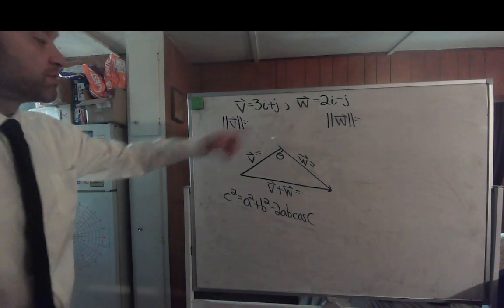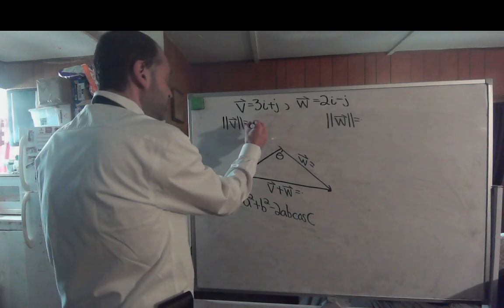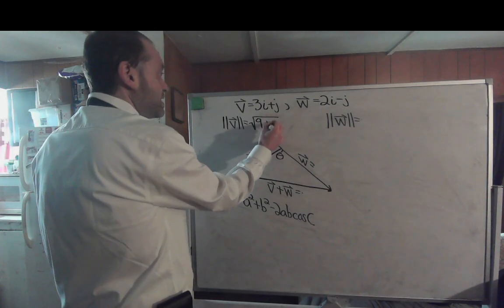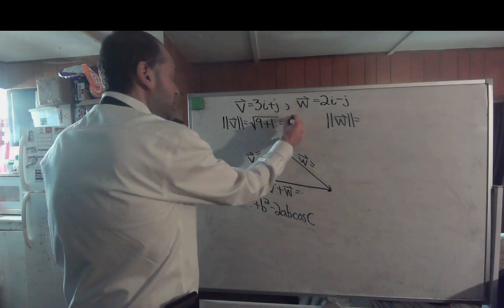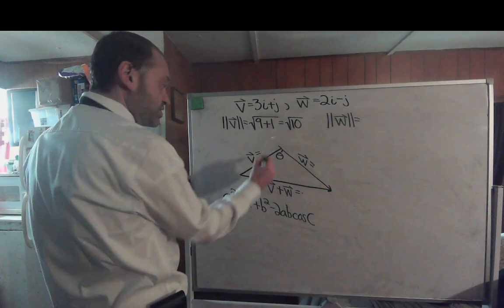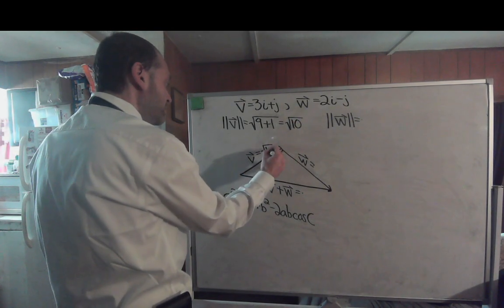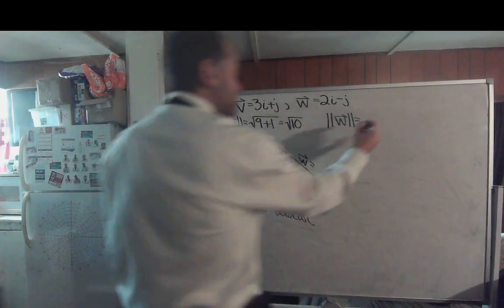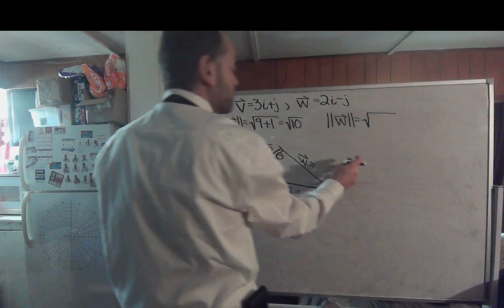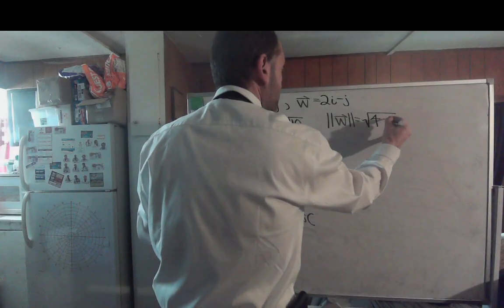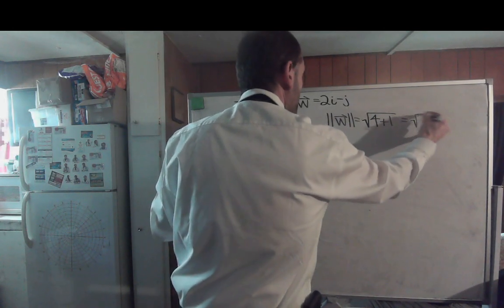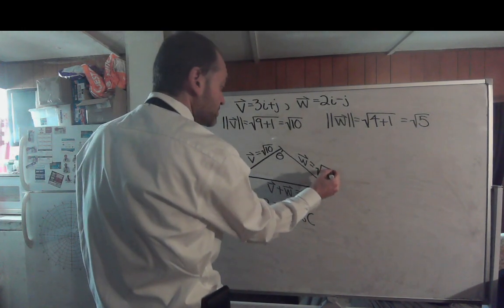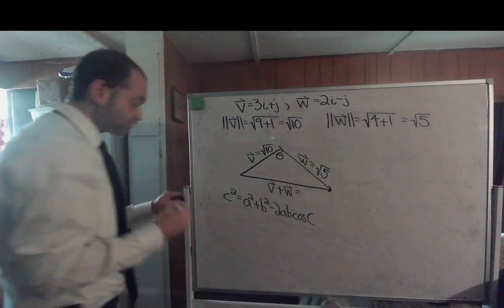So vector v is 3i plus j, so that's going to be the square root of 3 squared, which is 9, then plus a 1. So vector v has a magnitude of the square root of 10. Then let's find the magnitude of w. That's going to equal the square root of 2 squared, which is 4, then plus a 1. That would just be the square root of 5. Alright, so the magnitude of vector w equals the square root of 5.